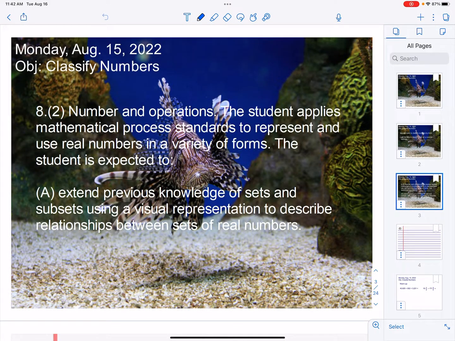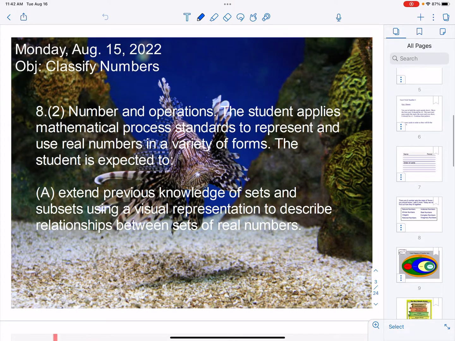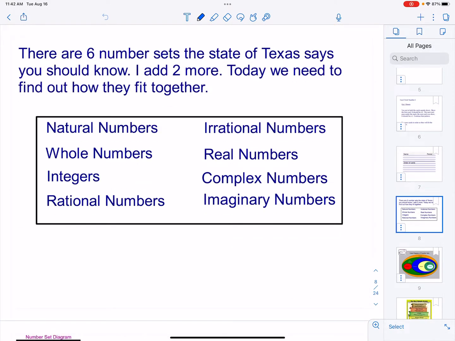Well, the 8th grade standard says that we're going to extend previous knowledge of sets and subsets using a visual representation, which means pictures, to describe relationships between sets of real numbers. So the types of sets that we're really talking about are these. There are 6 number sets that the state of Texas says that you have to know: natural numbers, whole numbers, integers, rational numbers, irrational numbers, and real numbers.